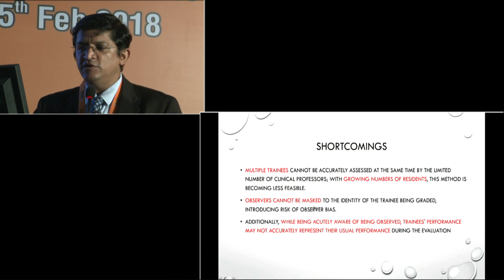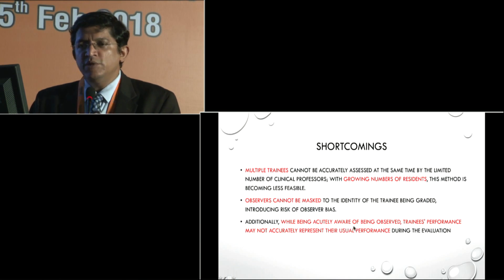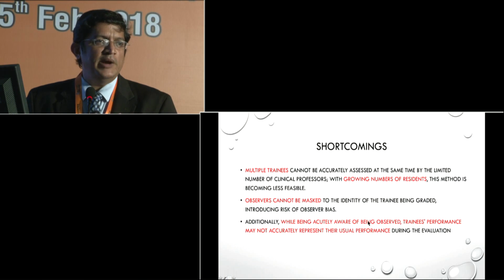But the shortcomings are multiple trainees cannot be accurately assessed, and with the growing number of residents, this is becoming less feasible. The observers cannot be masked. So I have a particular bias against a particular resident. I am not masked against him. And additionally, while acutely being aware of being observed, even I do bad. So if you were to tell me that you are going to do an OSCAR on me, my scores are going to be like that of a novice.